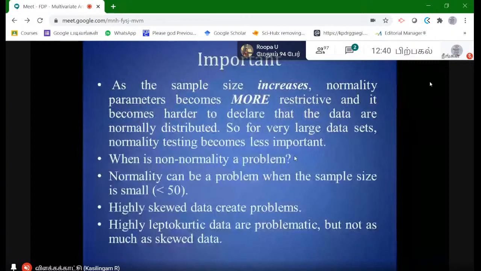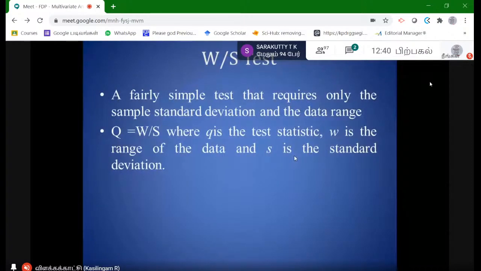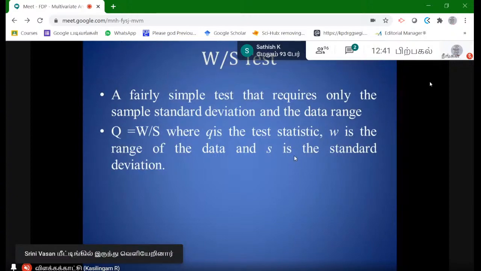Okay. The W/S test. This is a very simple test, that is why I am telling you. The test statistic is equal to W divided by S. What is W? W is the range in the data, lower value to higher value. Range in the data divided by the standard deviation. For any data you can calculate this.